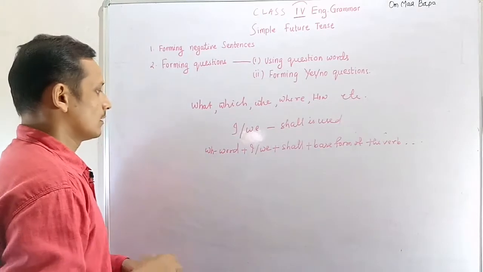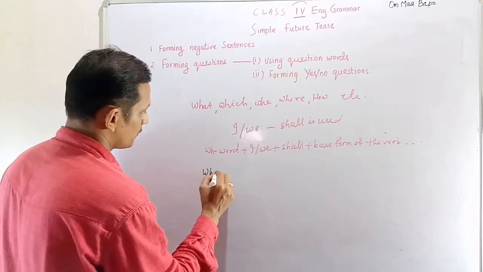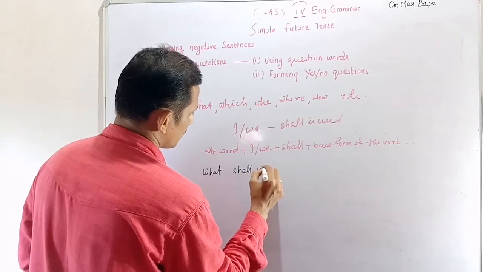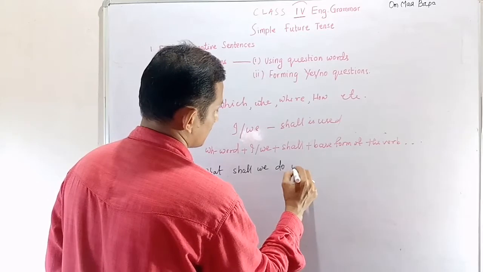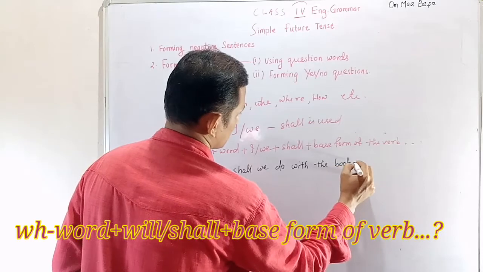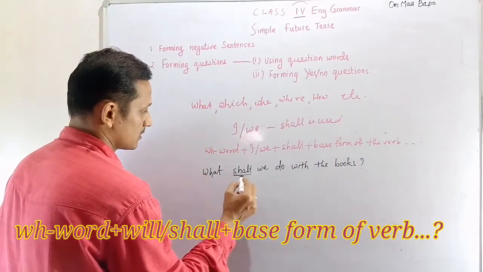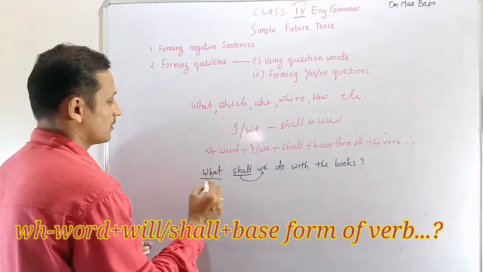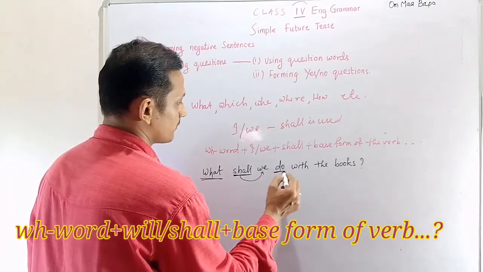Okay, now take some examples. What shall we do with the books? Okay children, clearly you can see shall is used because of we. First is the question word, then shall because of we, then the base form of the verb, then the rest of the sentence.